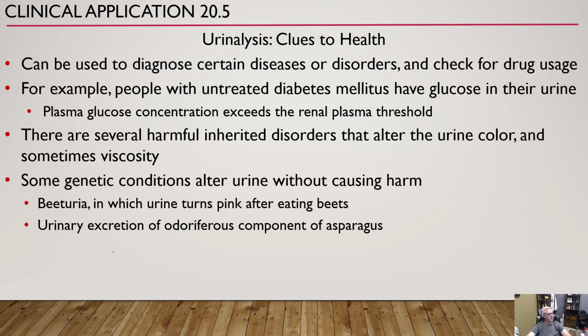And I just thought this is kind of fun. If you eat a lot of beets, it can actually turn your urine pink. And then I'm sure we all know that asparagus can cause our urine to smell kind of nasty.